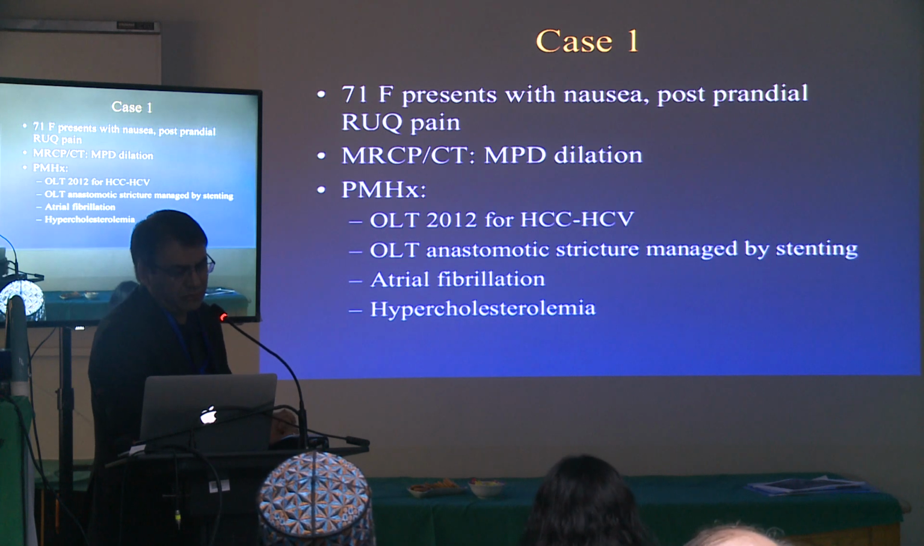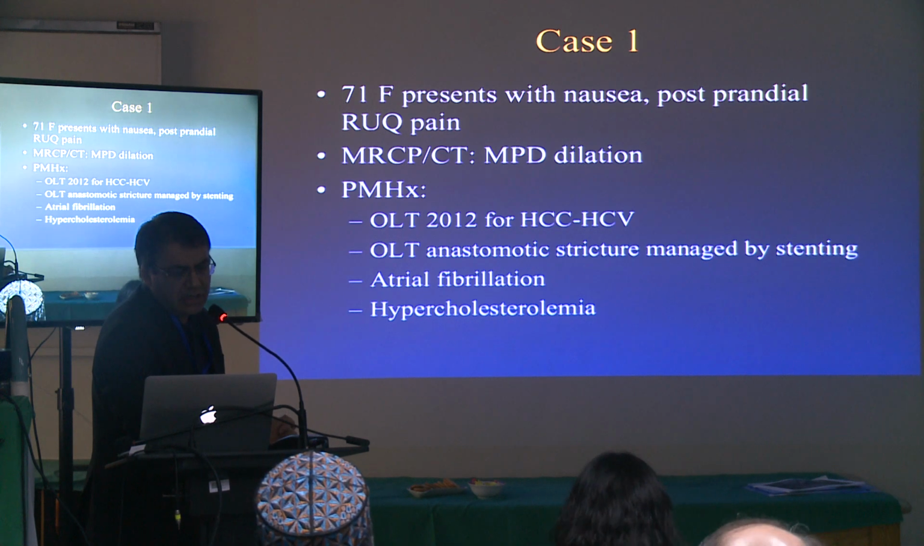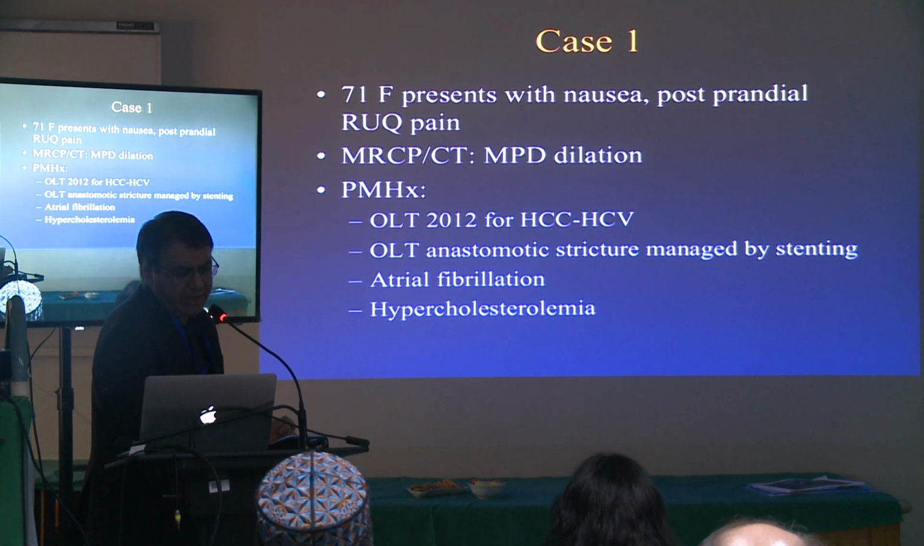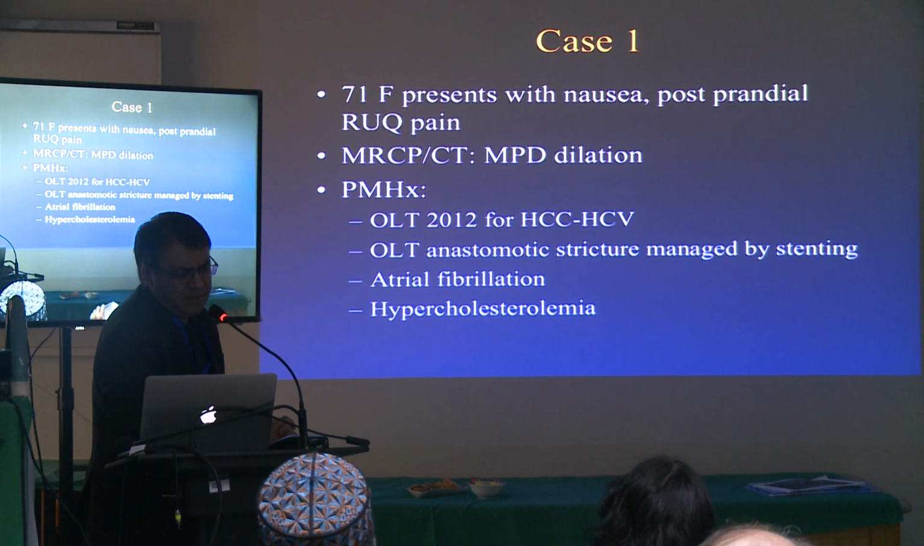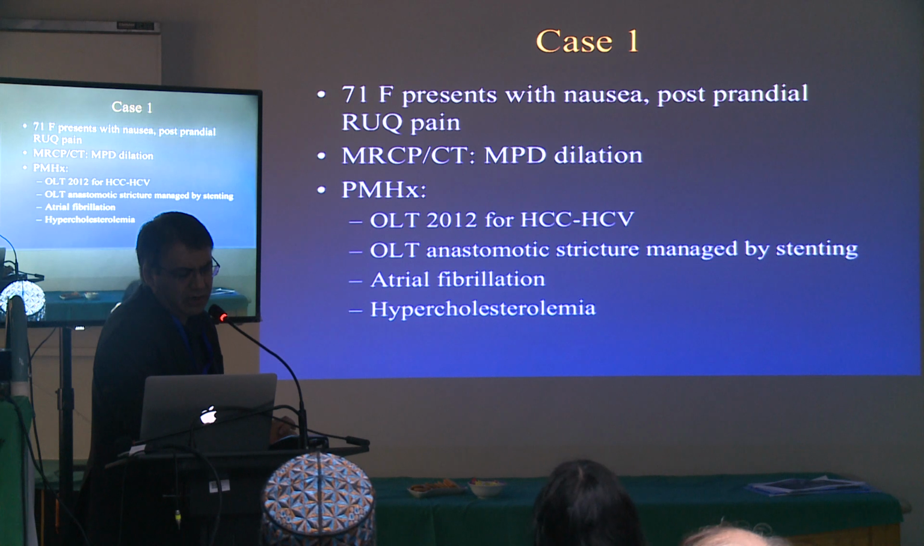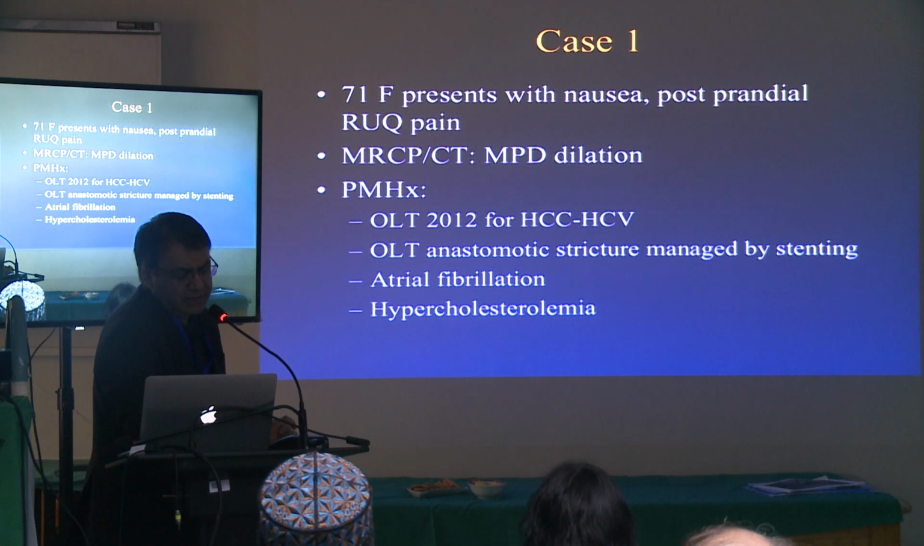This 71-year-old female presented with symptoms of nausea, postprandial right upper quadrant pain. MRCP, CT, they both showed main pancreatic duct dilation. Past medical history, mainly significant for liver transplant.